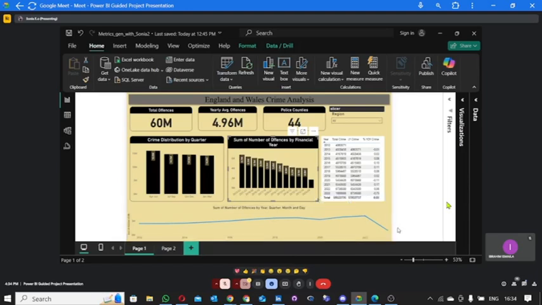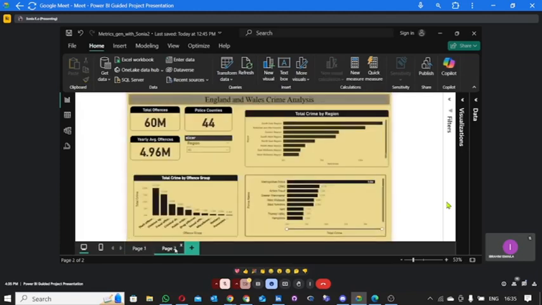So overall trend, the first one was crime peak: highest crime rate occurs in the first quarter annually. Sudden spike: noticeable sudden increase, possibly due to specific events or policy changes on this line chart. And then trends over time: crime fluctuates but shows a repeating seasonal pattern. I will leave the recommendation for later. So the next one is the next page.